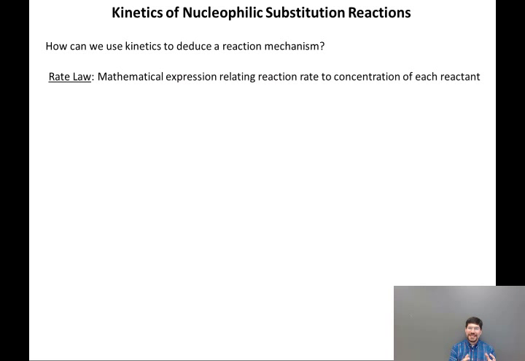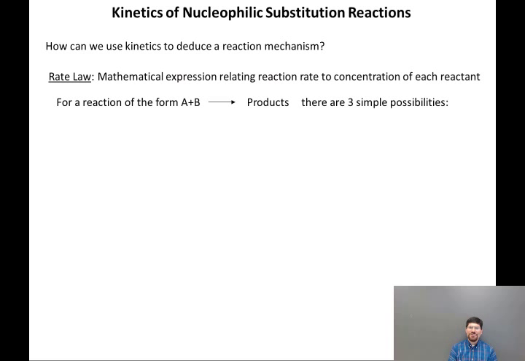If you do kinetic experiments, which simply means studying how the rate of a reaction changes under different conditions, usually concentrations of reactants and temperature are two things that you vary in kinetics experiments, you get what's called a rate law. And a rate law is a mathematical expression relating the reaction rate to the concentration of each reactant.